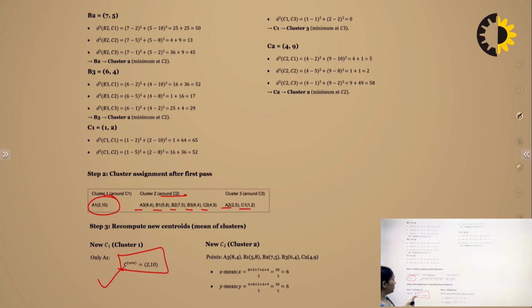So C1 updated is 2, 10. For C2, as we can see, there are 1, 2, 3, 4, 5 elements. All x will be added: 8 plus 5 plus 7 plus 6 plus 4. We will add them, it will be 30, and the number of elements is 5, so divide by 5, it will be 6. Same, now we will go for y: 4 plus 8 plus 5 plus 4 plus 9, divide by 5, it will also be 6. Now, the updated C2 centroid value is 6, 6.